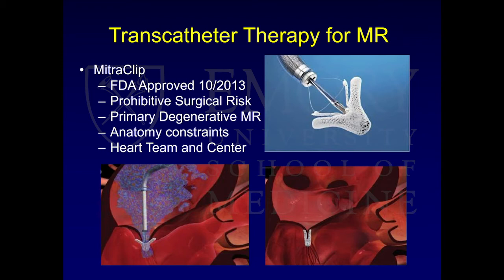However, here I list the indications of what commercially to do a MitraClip, what you should have. It was approved 4 years ago, but it's really limited to people that are prohibitive risk for surgery, so they can't undergo surgery. They have primary degenerative MR, anatomy constraints, and they're part of a heart team and center.